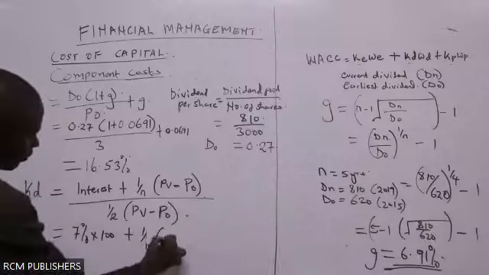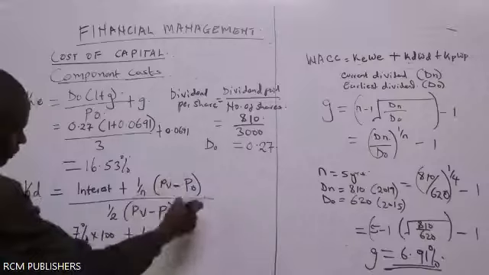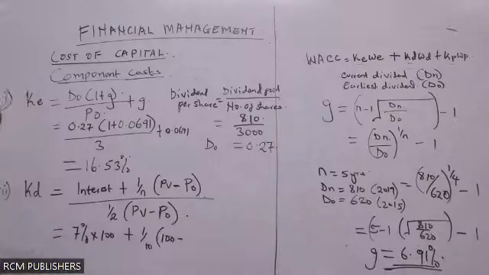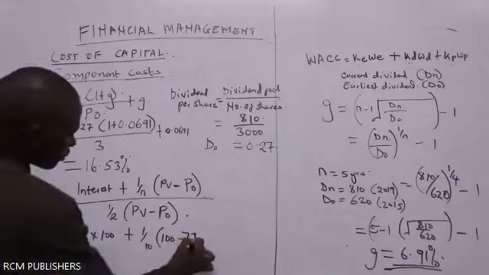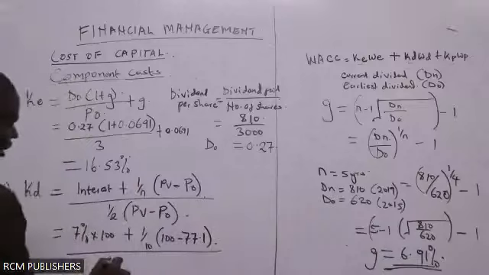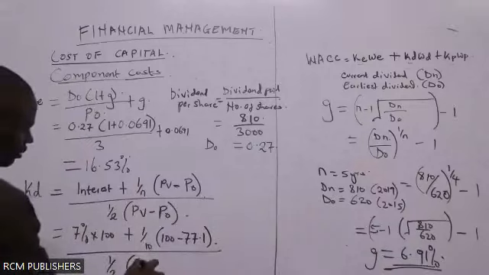Then remember you have to multiply by the difference. My par value is 100, and then what is my market value? What was the market value we were given? Is it 77.1? Yes, 77.1. So you subtract 77.1, and then you divide by half of the summation of 100 plus 77.1.